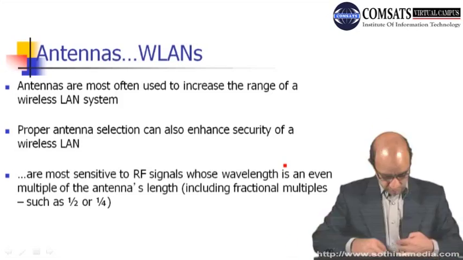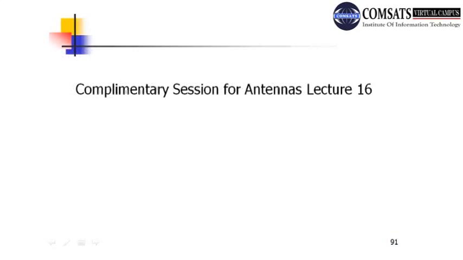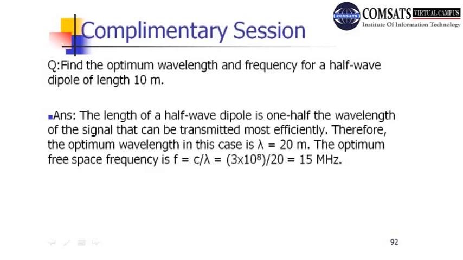Okay, let's have a complementary session for lecture number 16, and we will be solving some of the questions that are relevant to antenna theory. So here we have our first question. We have to find the optimum wavelength and frequency for a half wave dipole antenna, and the length of the antenna is 10 meter, right?